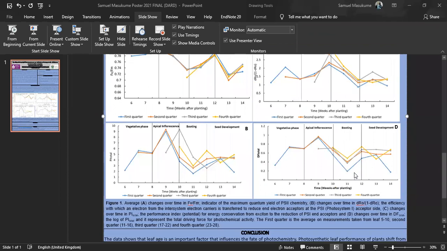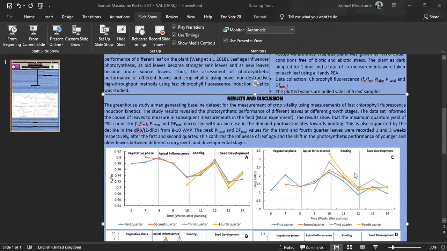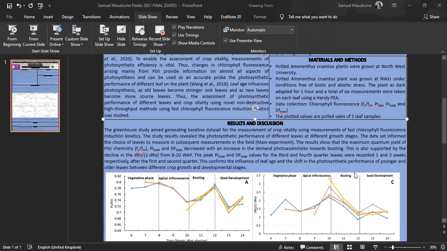Measurements were taken, and the plant leaves were divided into quarters, in which the first quarter was leaf 5 to 10, the second quarter was leaf number 11 to 16, the third quarter was leaf number 17 to 22, and the fourth quarter was leaf number 23 to 28. All the leaves within each quarter were pooled, and the averages were plotted as shown.